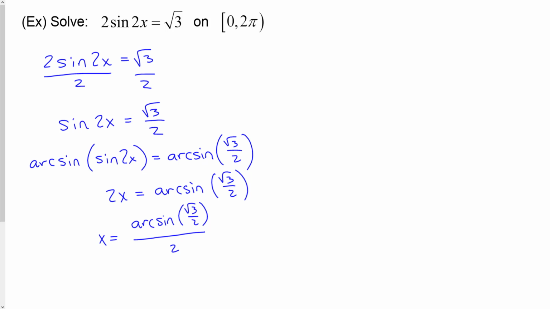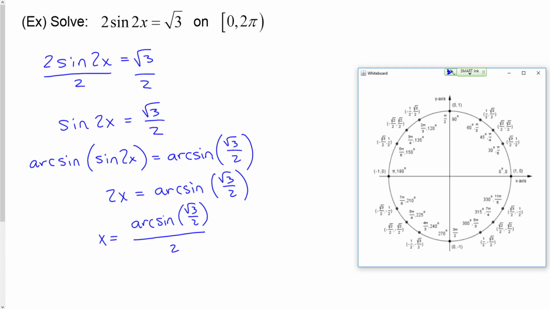So our job next is to figure out what angle measures qualify for the arc sine being root 3 over 2. So to get those, sine is root 3 over 2 here at pi over 3. But it's going to be divided by 2. And then root 3 over 2 again at 2 pi over 3. But it's going to be divided by 2. And then those are the only answers from 0 to 2 pi.